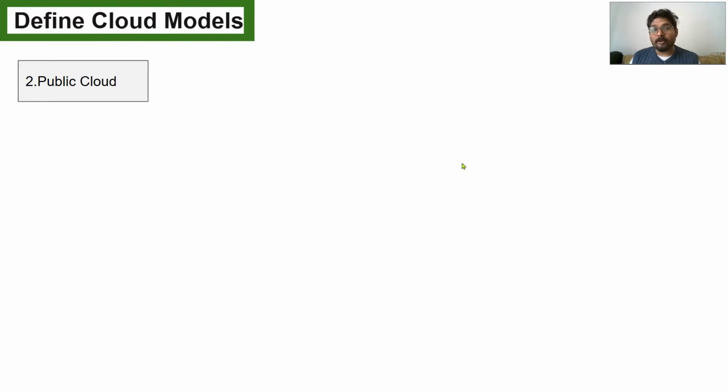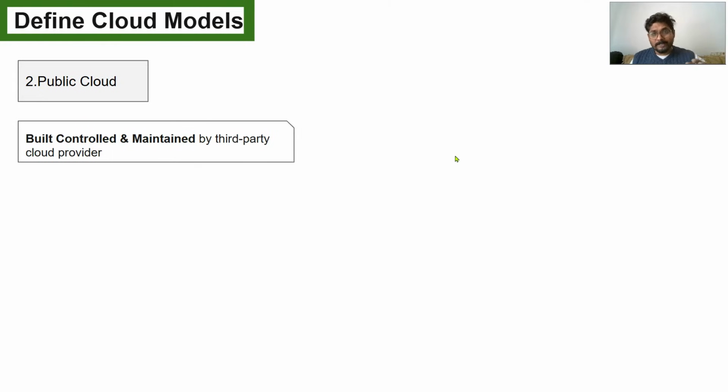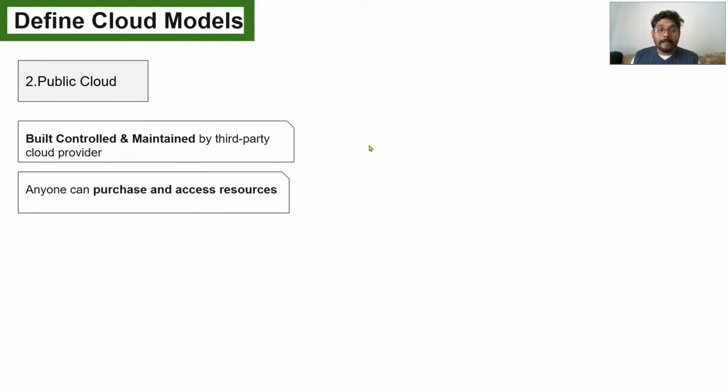The next cloud model is public cloud. Now public cloud is just the opposite of the private cloud. Built, controlled and maintained by a third party cloud provider. It's a public cloud, and anyone can purchase and access resources. So that is the difference between the private cloud and public cloud.